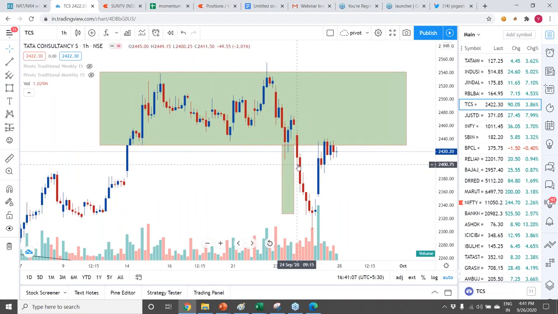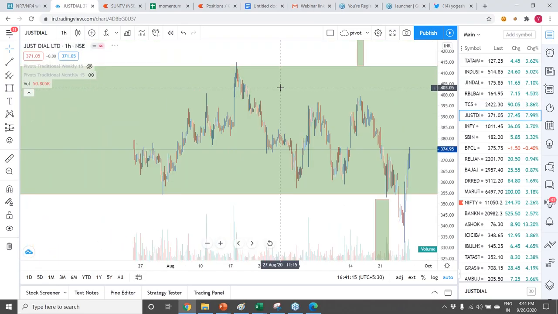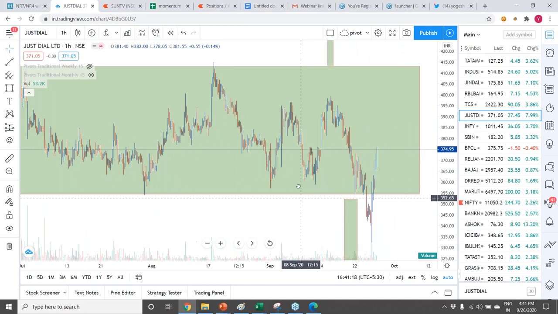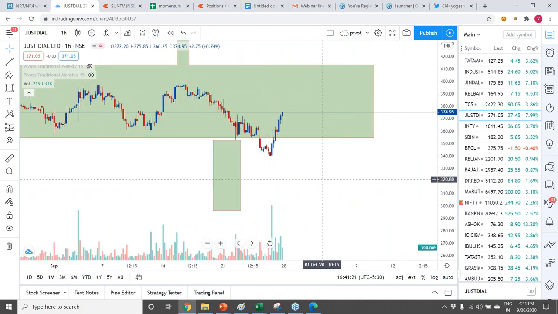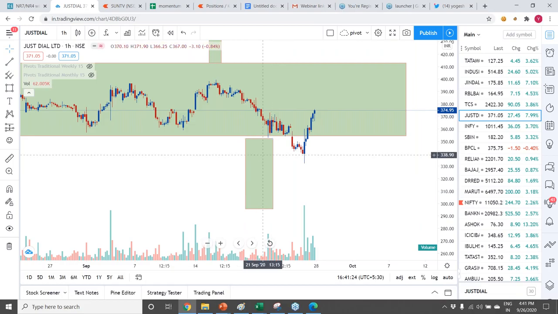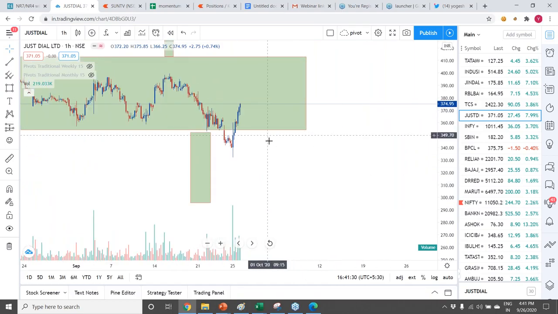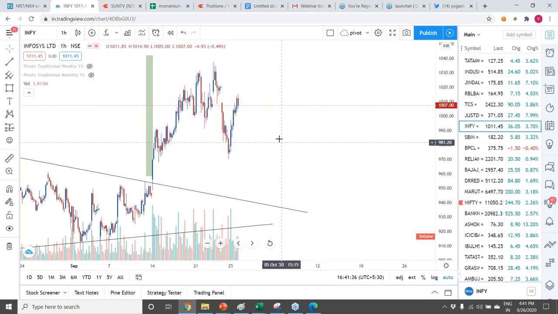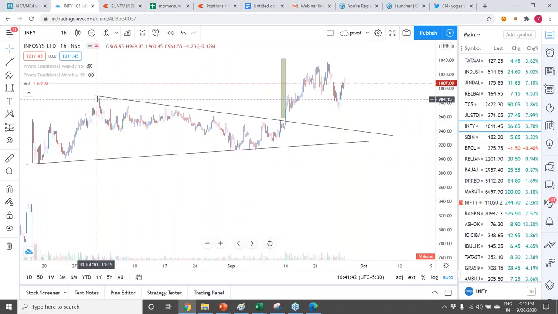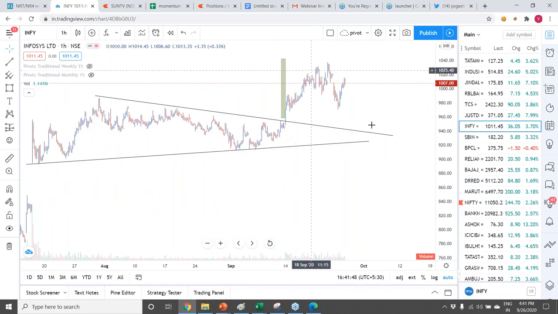And you can see here at the breakdown, the volume is not very high, but it's rising. Yeah. Now this one is again a false breakdown. Just Dial just broke down, and then hit the stop loss. This was an Infosys trade, same triangle formation, and you can see it went till high.